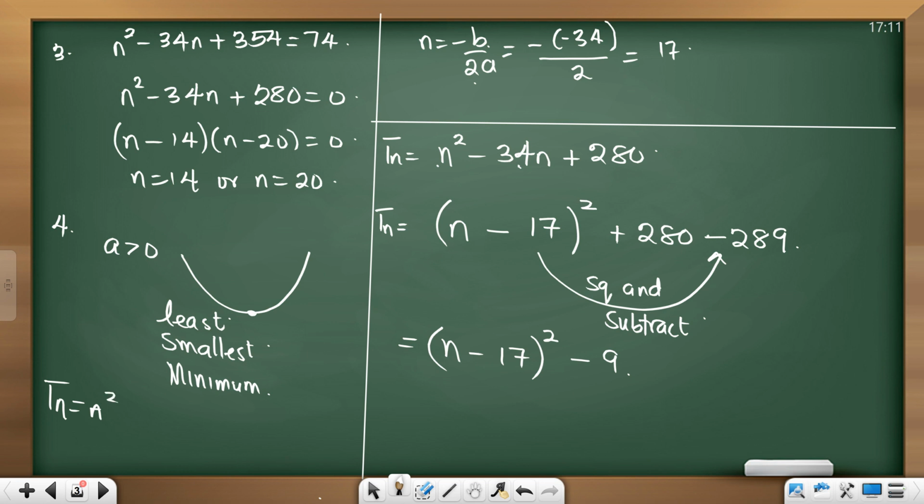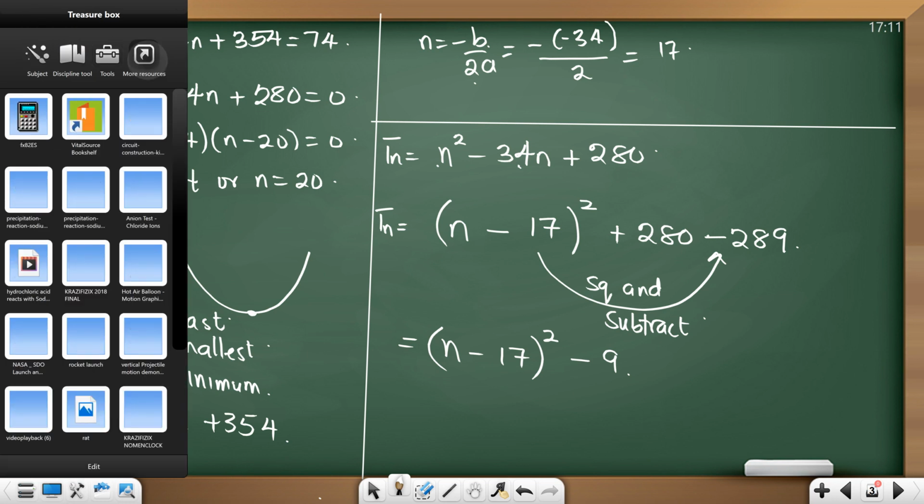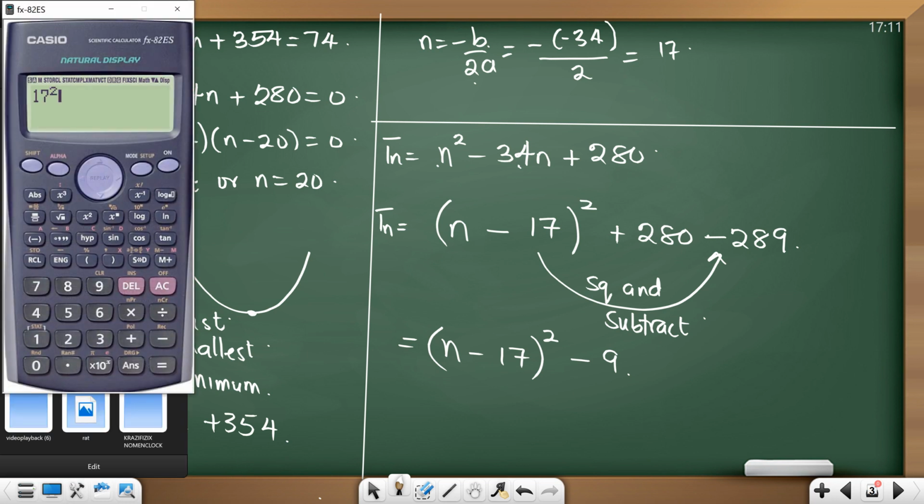n equals to what? n squared minus 34n plus what? 354. Let's throw it in. What are we throwing? 17, right? So it's going to be what? 17 squared minus 34 into 17 plus 354. Oh, plus 280. That's the negative 9.